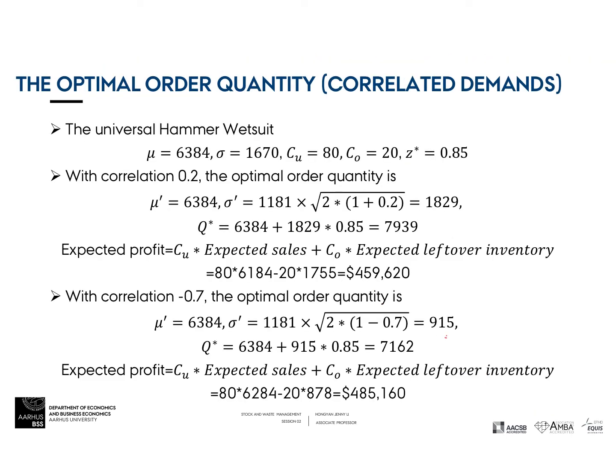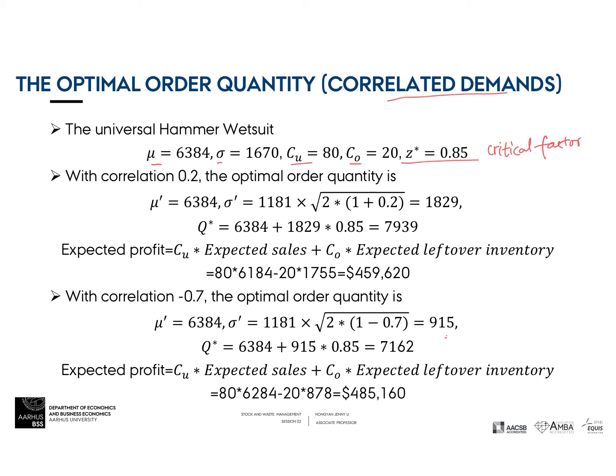Okay, now let's calculate the optimal order quantity. Now we consider the demands are correlated. So we start with the universal hammer products. We have the mean calculated previously, standard deviation calculated. We know the underage cost, overage cost, and then we can calculate the critical factor. It will lead to your optimal order quantity.